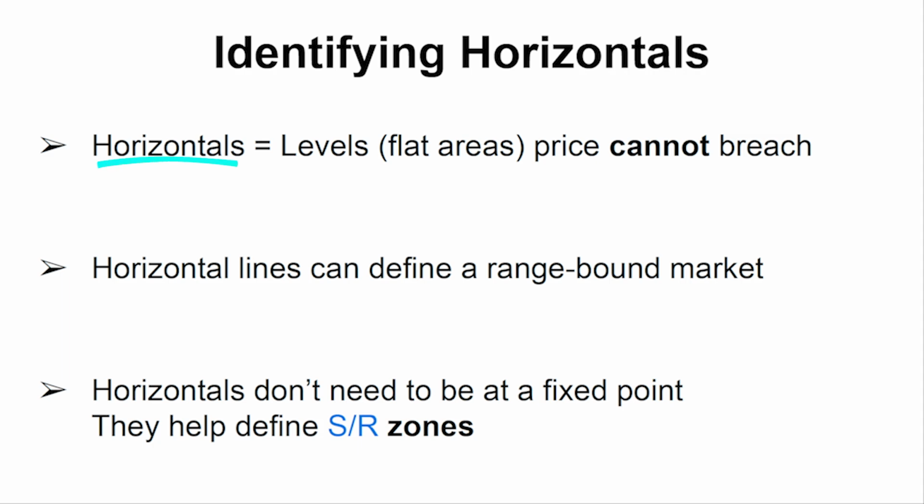Horizontals, by definition, are levels of SR that price is unable to breach. Horizontal lines actually help us define what is known as a range-bound market, but we'll get into that a bit later. Now, horizontals don't need to be at a fixed point. They help define SR zones.